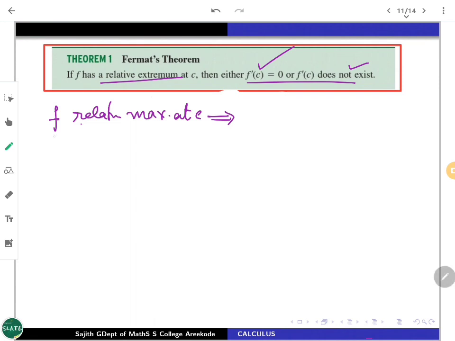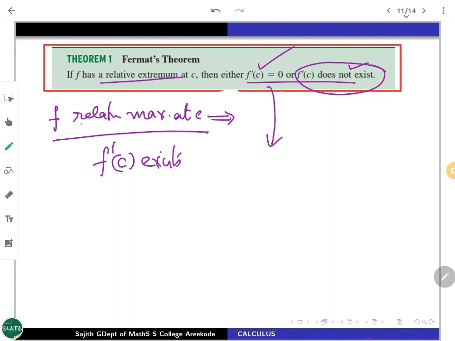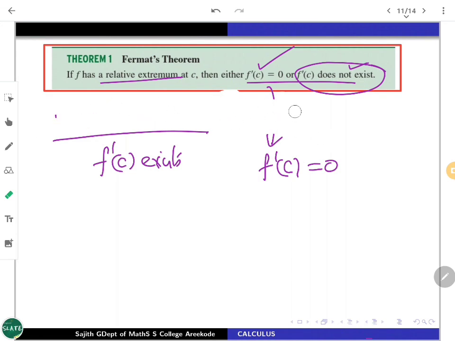f is a relative maximum at C, f dash C does not exist, it's okay, it's proved, nothing is there. If that is not true, which means suppose f dash C exists, then you must show that f dash C is going to be 0. That is what you are trying to prove. So our assumption is f has a relative maximum at C where f dash C exists.